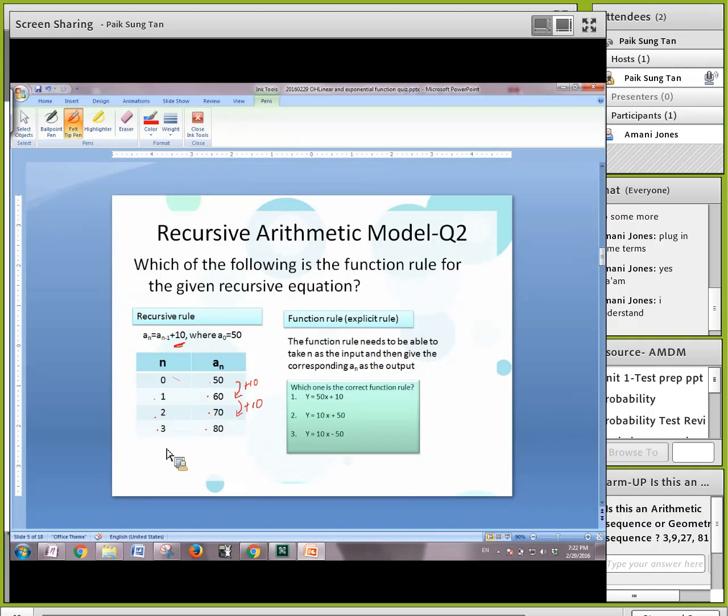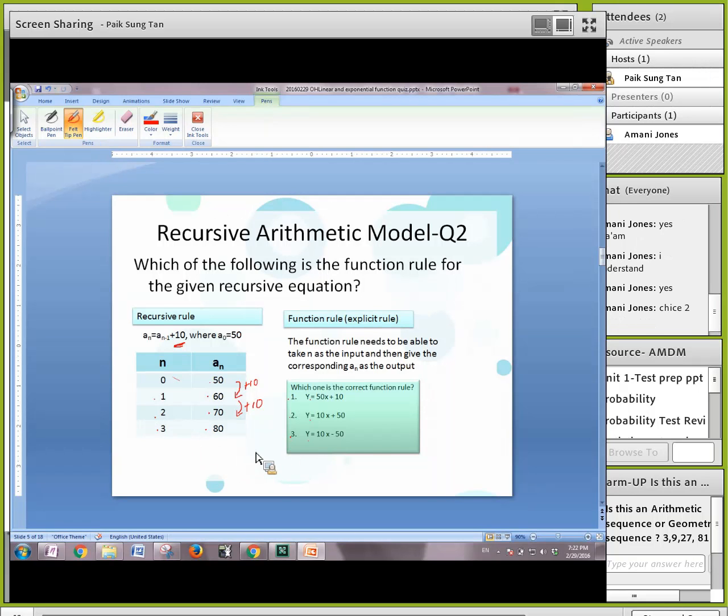You learned this in middle school, I guess, 9th or 10th grade. The input is the n, and the output should be a_n. So your n in this case will be your x. When you plug in x equal to 0, you get 50. When you plug in x equal to 1, you get 60. When you plug in x equal to 2, you get 70. Choice 1, 2, or 3 will give you the input and output that matches this table. That's what you should figure out.